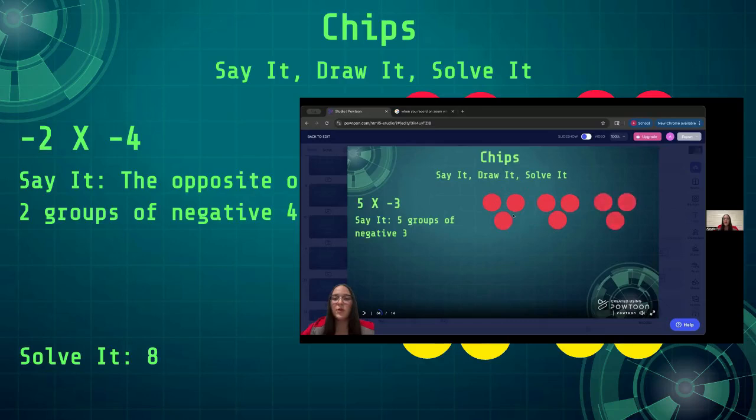So our next problem, 5 times -3, we pronounce this as draw 5 groups of -3. 1, 2, 3, 4, and 5. So when we count up all of our red negative chips, we have a total of 15 negative chips, meaning our answer is -15.